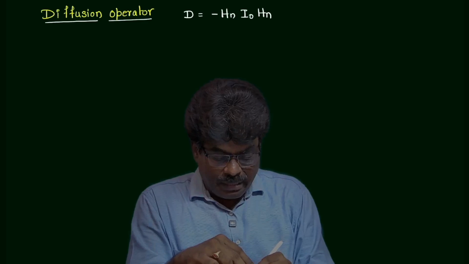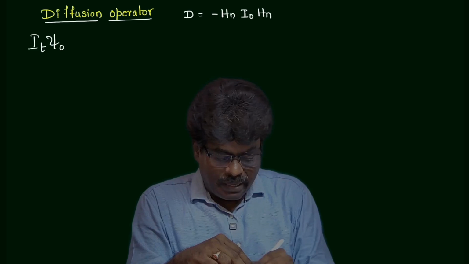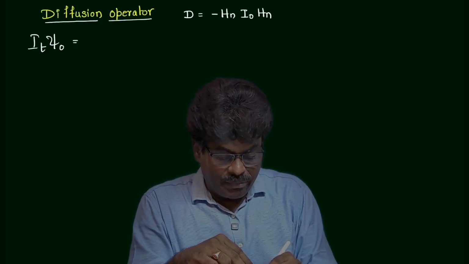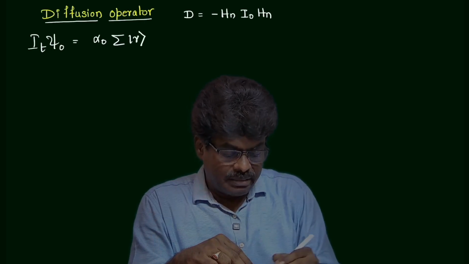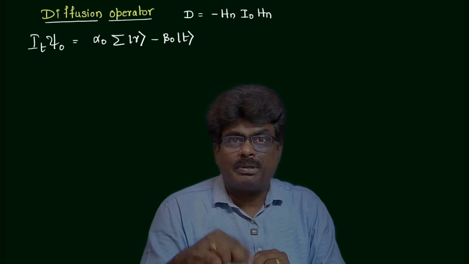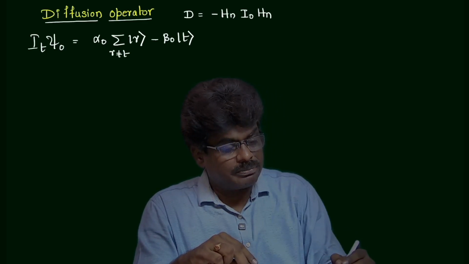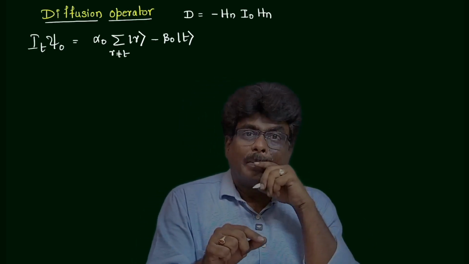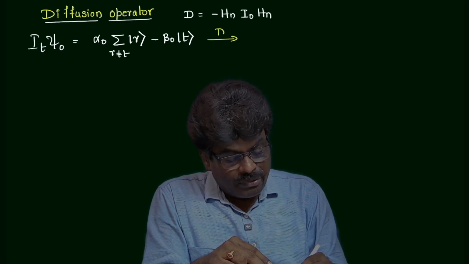So for example, here we have psi naught, and when this oracle operator is applied, we will get alpha naught, the summation of the remaining states, which is the sum of all remaining states. The amplitude is inverted, that is, the target state amplitude is inverted. Of course, R is not equal to T. Now after this we are operating this diffusion operator.